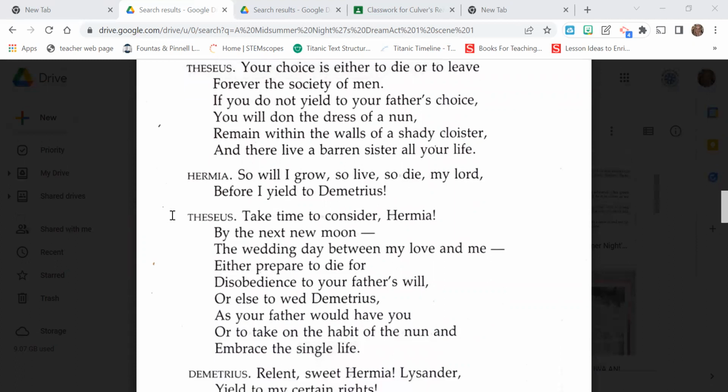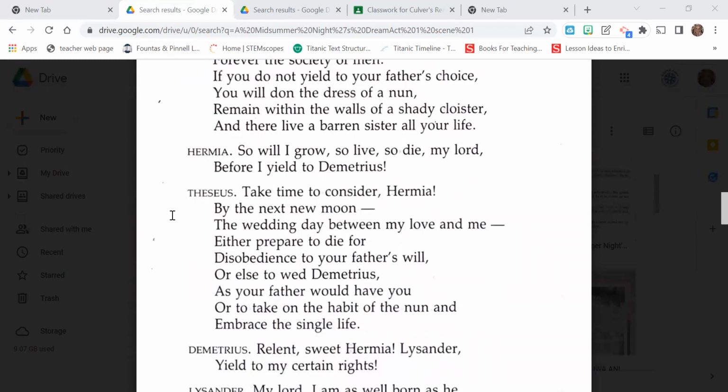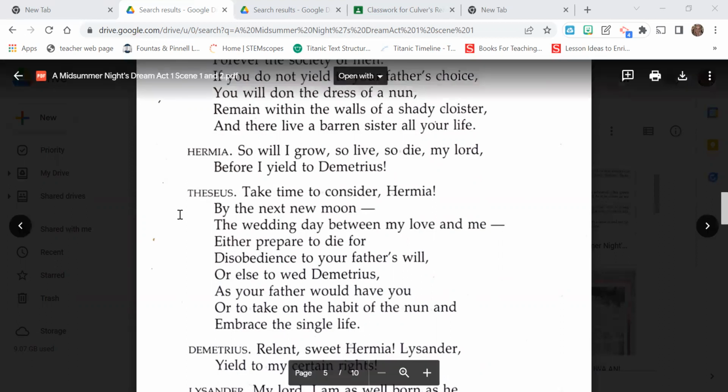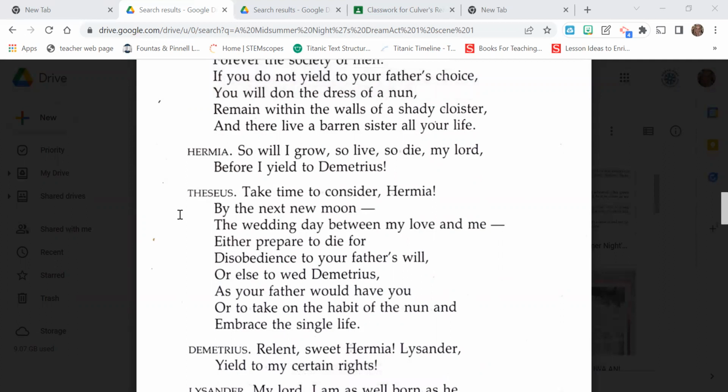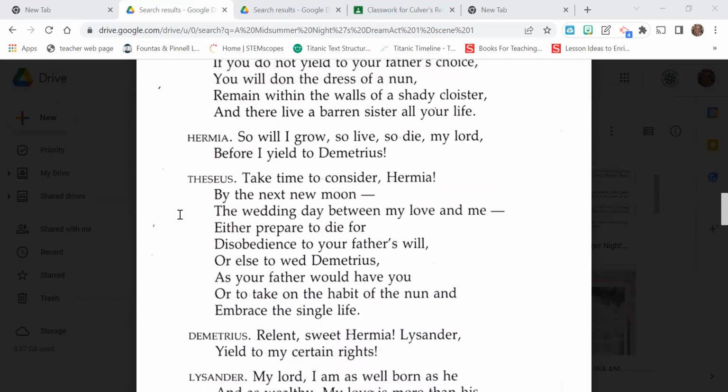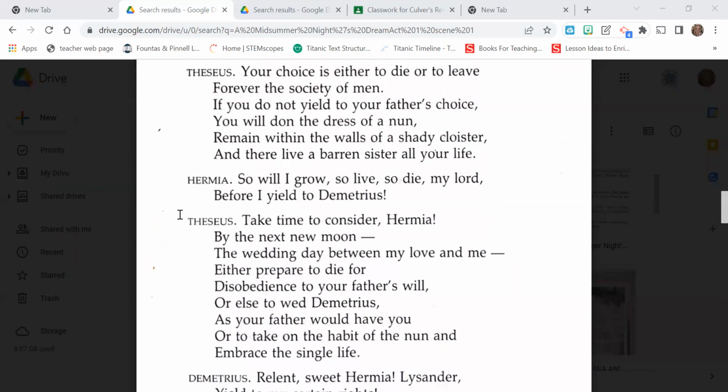Take time to consider, Hermia. By the next new moon, the wedding day between my love and me, either prepare to die for disobedience to your father's will, or else to wed Demetrius, as your father would have you, or to take on the habit of the nun and embrace single life. And the habit of the nun is the little black head dress and skirt she wears.